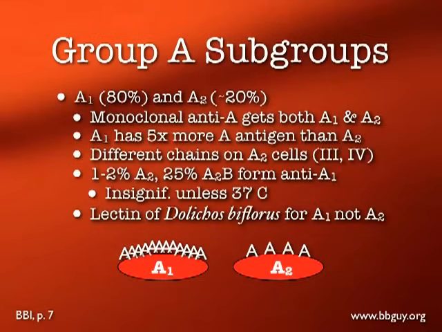Okay, so there's a big quantitative difference, but there are also some qualitative differences as well. There are some differences in the biochemical composition of the A chains on an A2 cell, and of even greater importance, individuals who are blood group A2 can form antibodies against blood group A1, in other words, an anti-A1, and you see the percentages there on the slide. Up to 25% of people who are A2B can form an anti-A1, but fortunately that antibody is usually clinically insignificant unless it reacts all the way up at body temperatures.